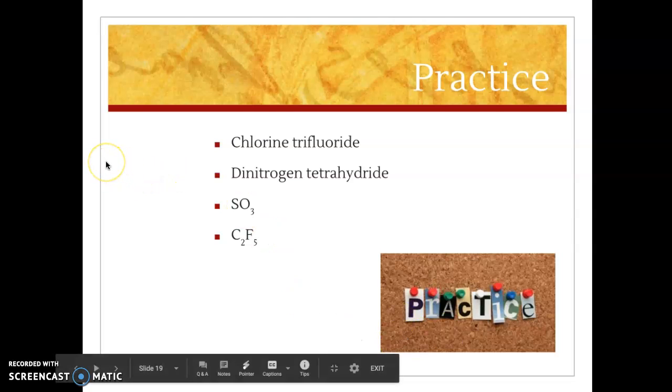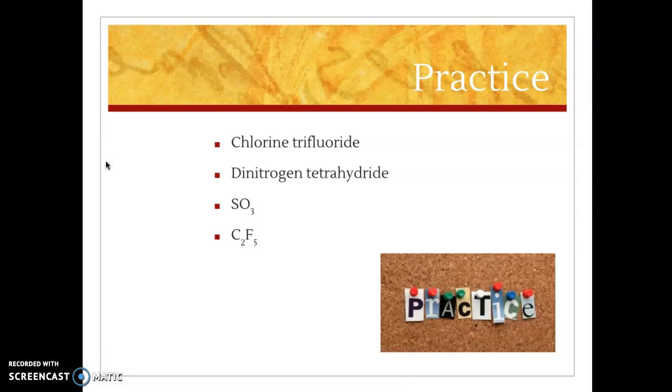All right, so chlorine trifluoride. So I'll talk through these and I'll show you the answers for this in a little bit, and then you'll have a chance to practice too. All right. So chlorine trifluoride. So chlorine and fluorine are both nonmetals. So this is a molecular compound.